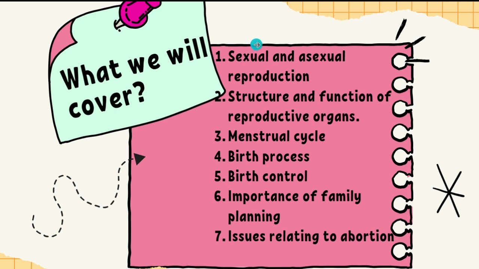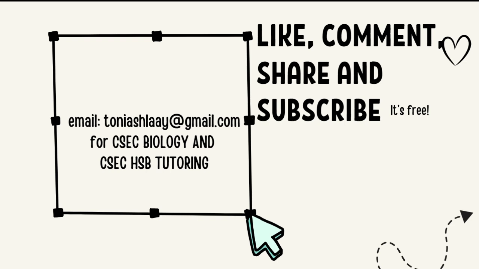So what you need to do is just know about these things, know about the differences, the advantages and disadvantages, the structure and the functions, be able to explain the menstrual cycle, or if you're given a diagram, be able to interpret it, the birth process, and the different methods of birth control. Also the importance of family planning and then the issues relating to abortion, right? So these are all of the topics that we went through today.